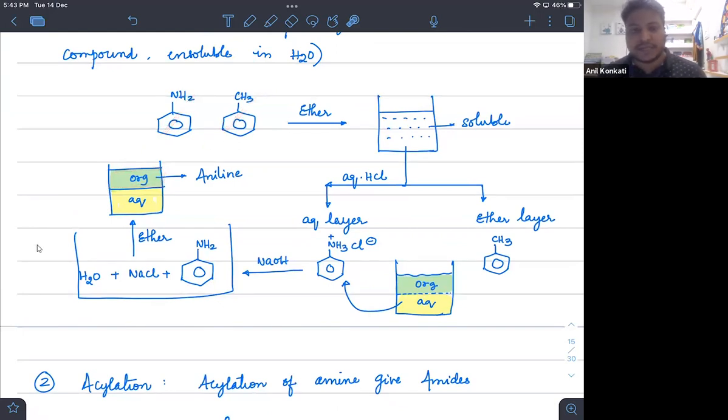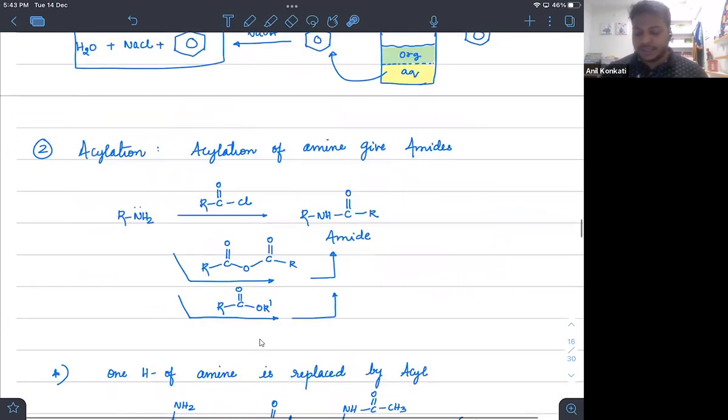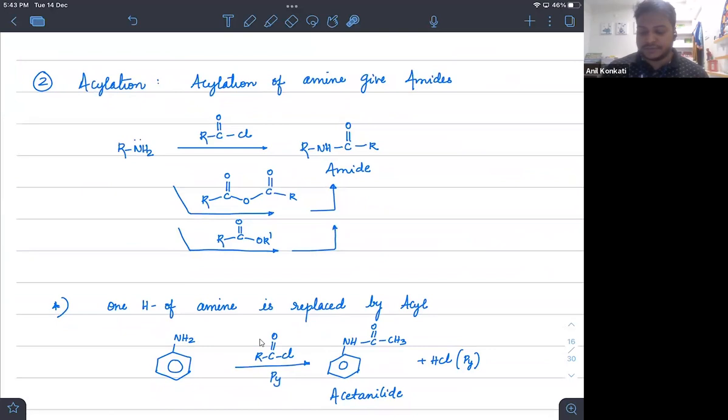Has this sequence been clear, everybody? And this is the basis for all the types of separations of amines. Clear? Right. Next, acylation.